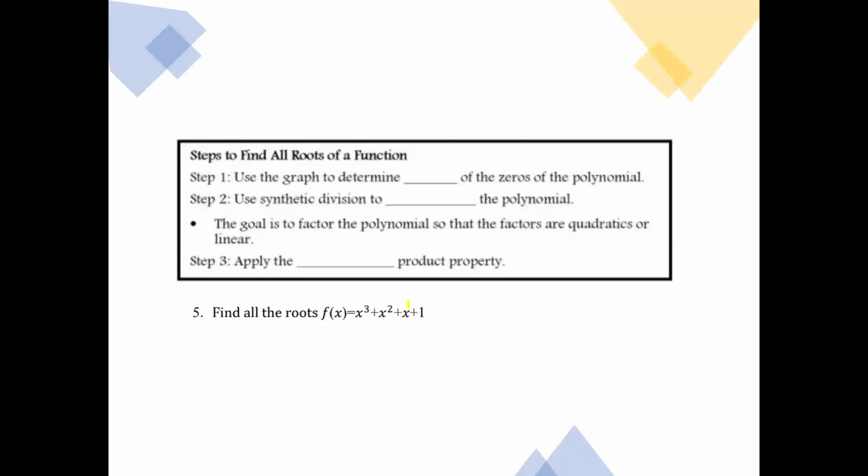Okay, let's go ahead and go over the steps here. Steps to find the roots of the functions. Step 1, use the graph to determine the factors of the zeros of the polynomial. Use synthetic division to find the zeros or factors of a polynomial. And apply the multiplicative property, the product property.